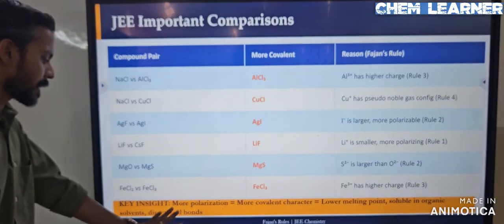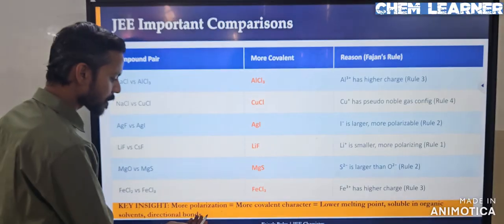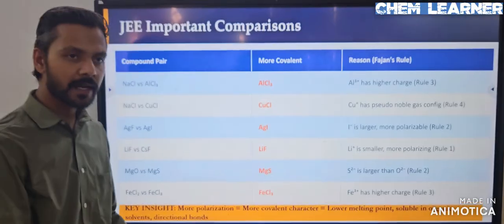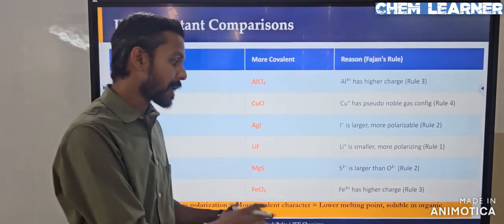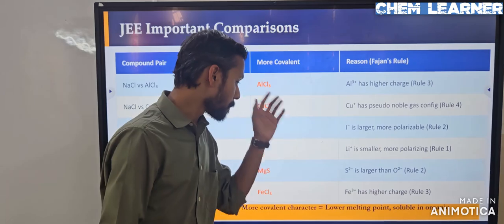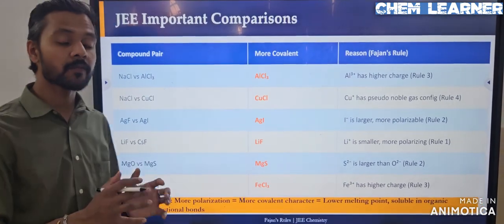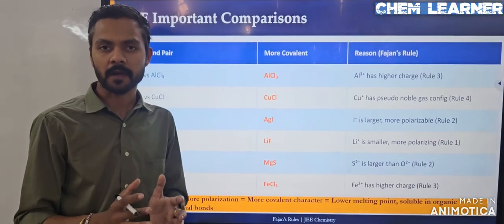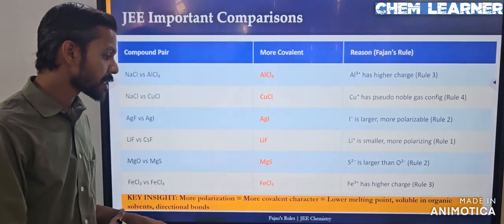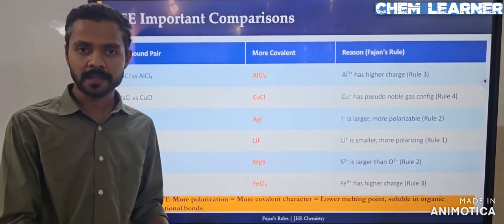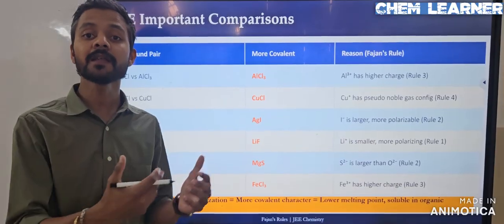So the key insight here is that the more the polarization, the more the covalent character, and because of the more covalent character, the melting point will be lower. The compounds will be more soluble in organic solvents, and they have more directional properties. Why are the directional properties higher? Because the covalent character is increasing. As the covalent character increases, the directional properties of the bonds will increase.